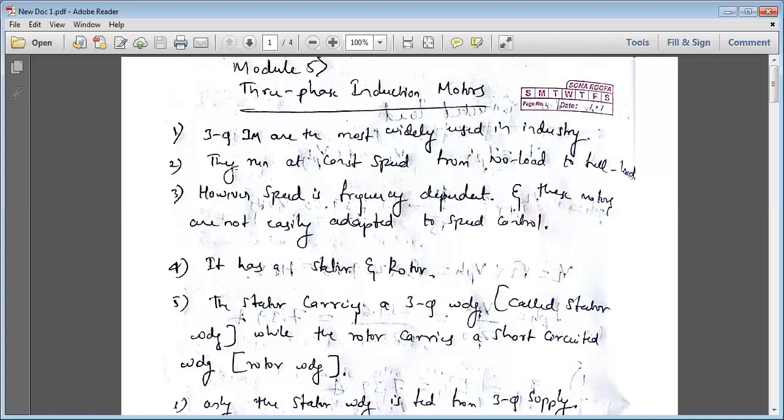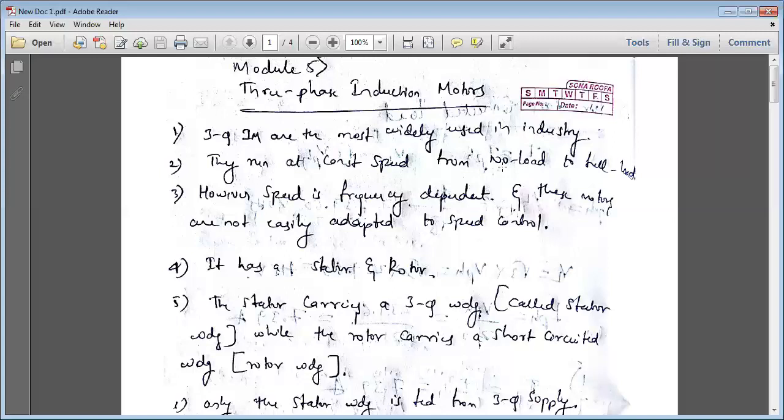And the second point is that three-phase induction motors run at constant speed from no load to full load. It means that the induction motors are running at constant speed, which means the speed is not variable. The speed is constant, starting from no load to full load condition.